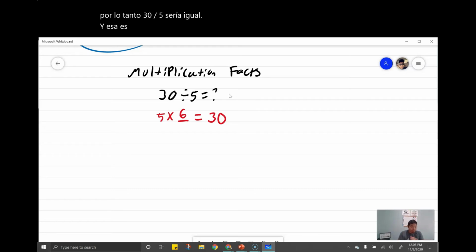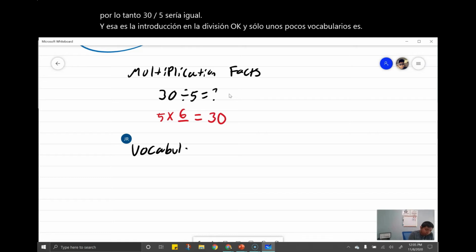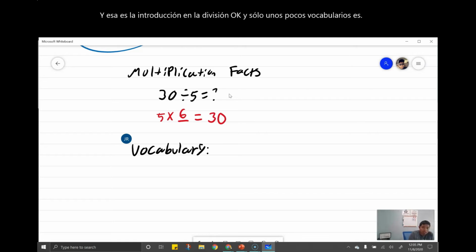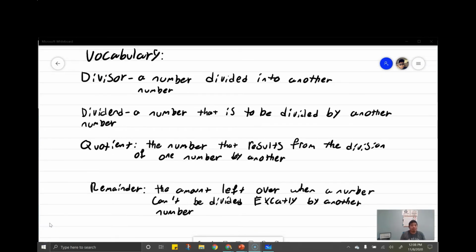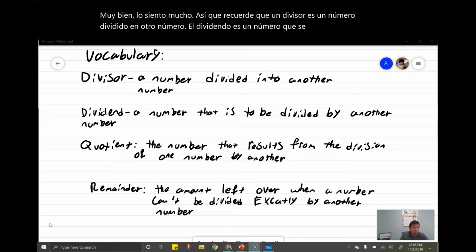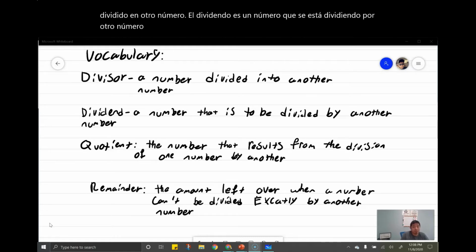Okay? And just a few vocabulary words. Right, remember that we have a divisor. Okay? So remember, a divisor is a number divided into another number. Dividend is a number that is being divided by another number. And quotient is the number that results from the division of one number by another.